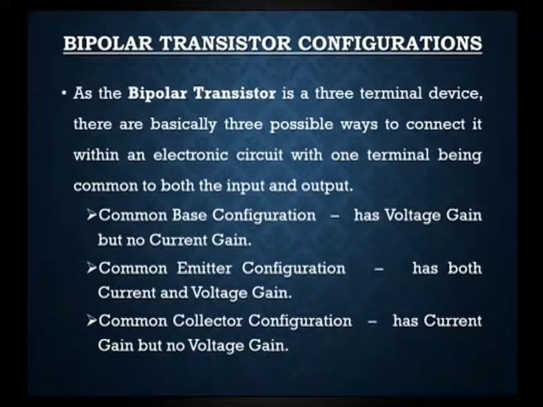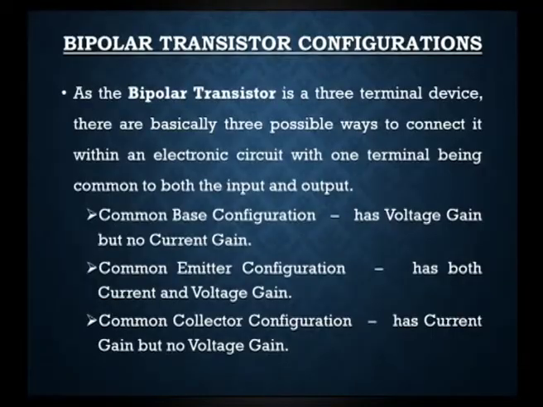So, next we move on to the bipolar transistor configurations. In bipolar transistors, there are three types of configurations. The first is the common base configuration, another is the common emitter configuration, and the last one is the common collector configuration. All these configurations depend on how we connect and bias the transistor.